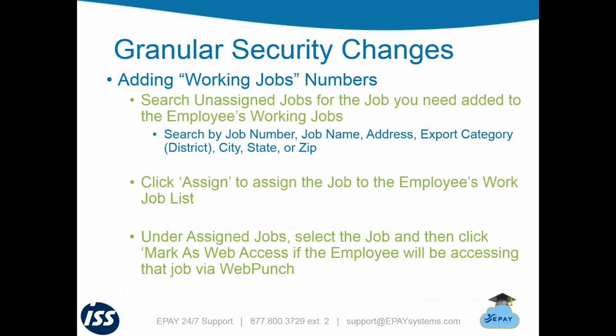So adding working jobs is basically a very simple process. I'm going to walk you through it here in a live demo. We're going to search for the unassigned jobs for the job that you need added to the employee's working jobs. You can do this by searching by job number, which most of us know, or name, address, export category, which is the district of the job, the city, state, or zip. Then we're going to assign those jobs over to the employee's job list. And then, as a separate step, if we need to, we're going to mark any jobs needing web access if that employee is going to be working that job via web punch. So those are some of the things we'll go through now in our little live demo.